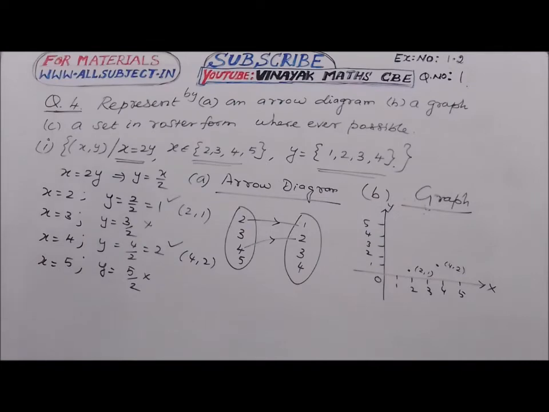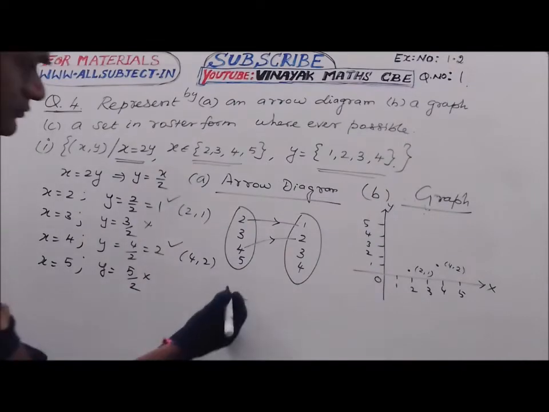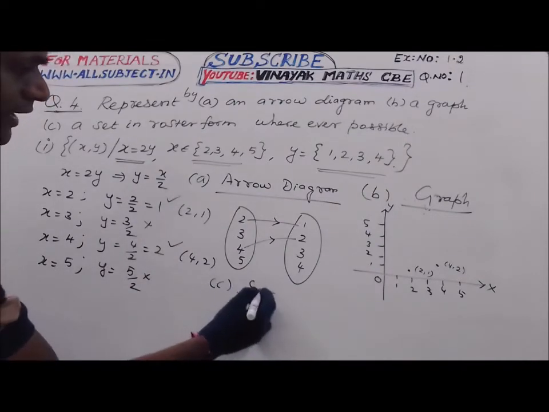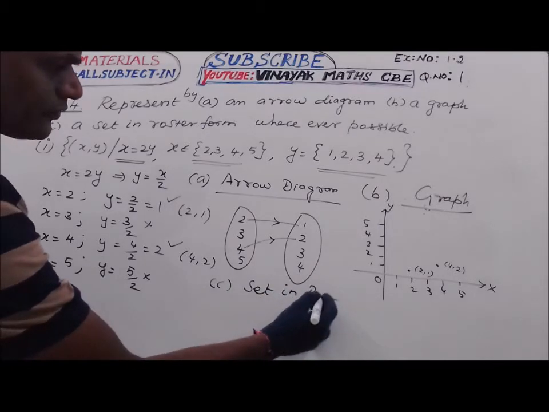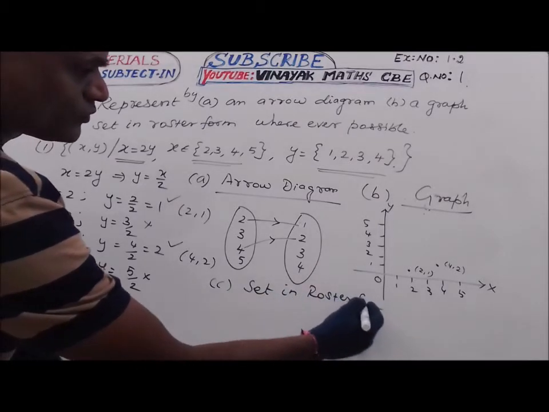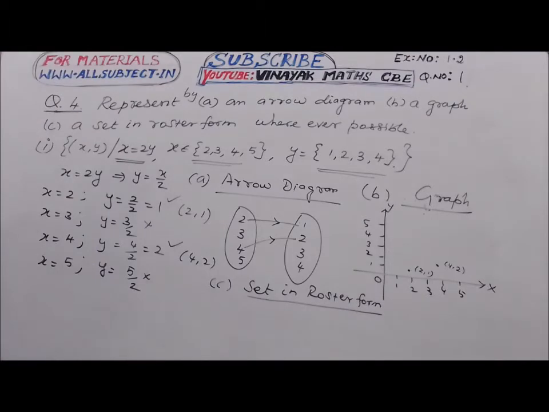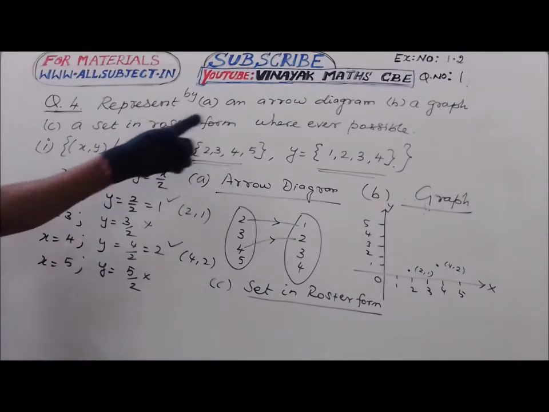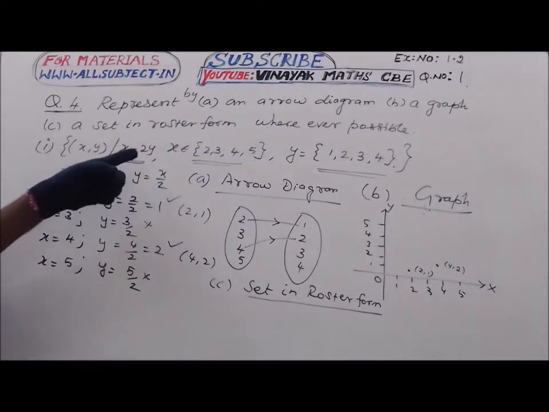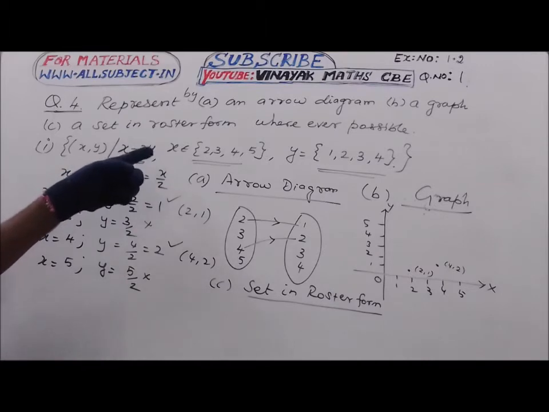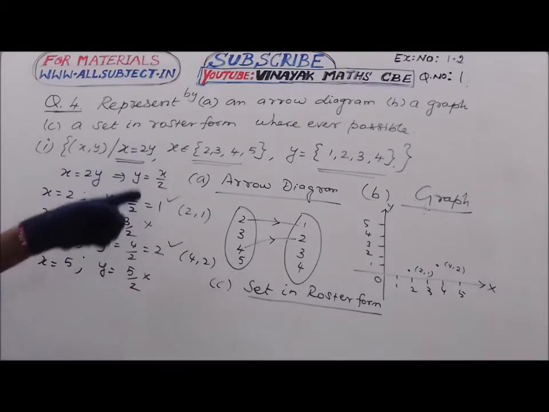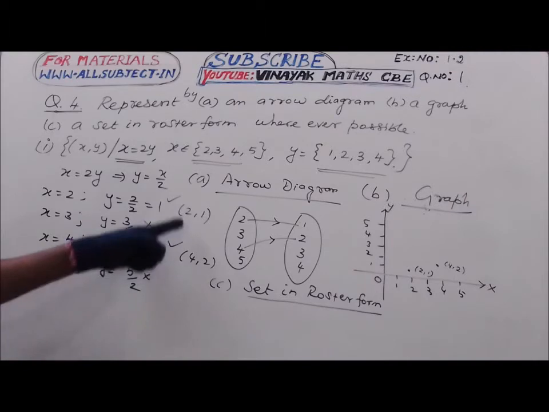And then a set in roster form. Third one, C, set in roster form. Set in roster form is x, y such that x is equal to 2y. It follows x is equal to y. That means we have only 2 pairs of values.